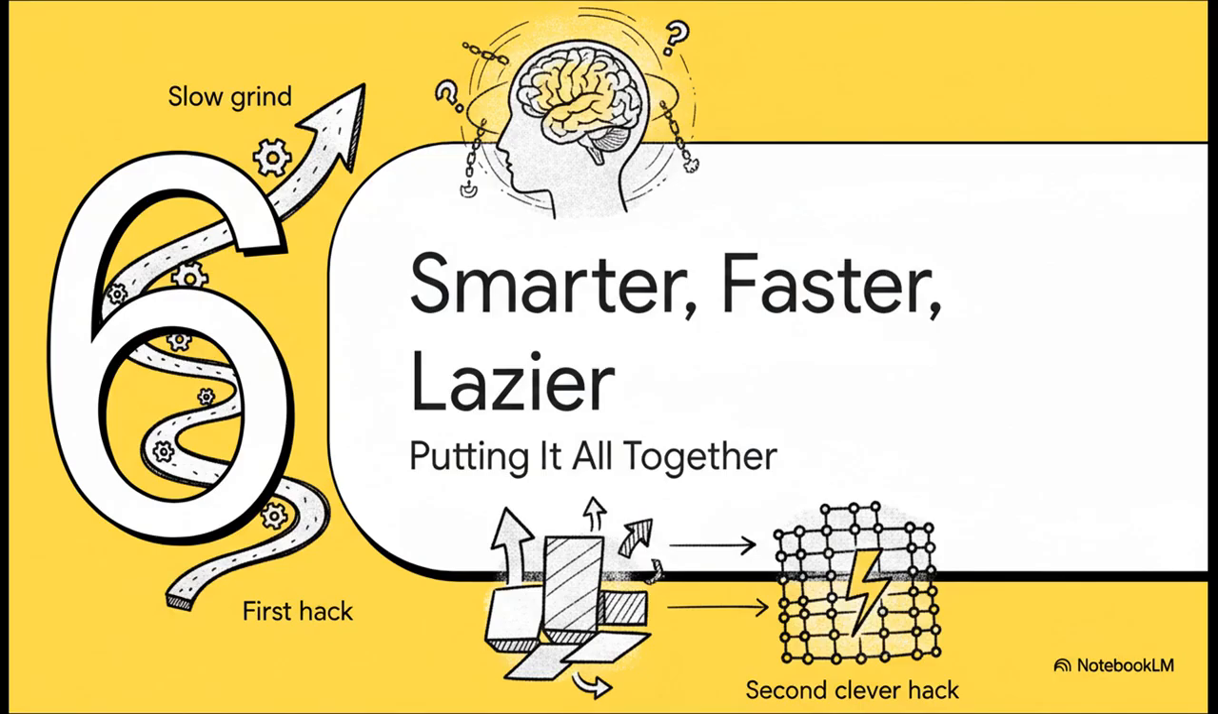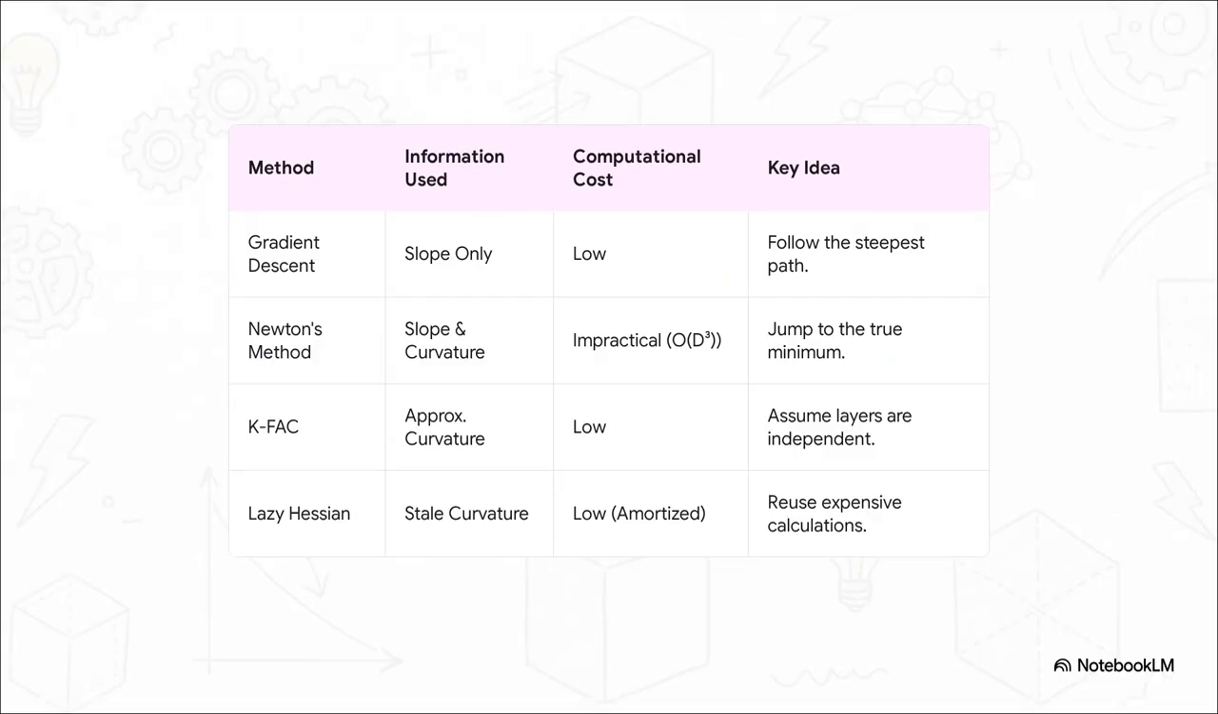Okay, so we've seen the slow grind, we've seen the impossible ideal, and we've seen two really clever hacks that bridge that gap. So let's put it all together. And this table right here is really the key takeaway. Gradient descent is cheap, but it's slow. Newton's method is super fast in theory, but it's computationally impossible in practice. The real breakthroughs, KFAC and the lazy Hessian, they find that perfect sweet spot. They give us all the power of that second-order curvature information, but without the crippling cost, either by approximating the map or by cleverly reusing an old one.